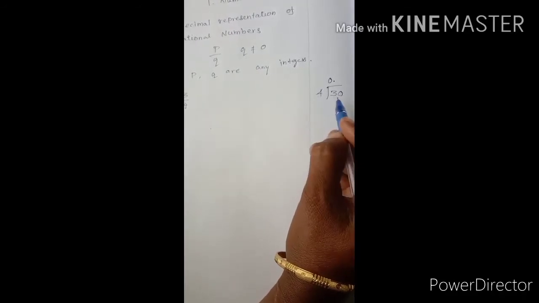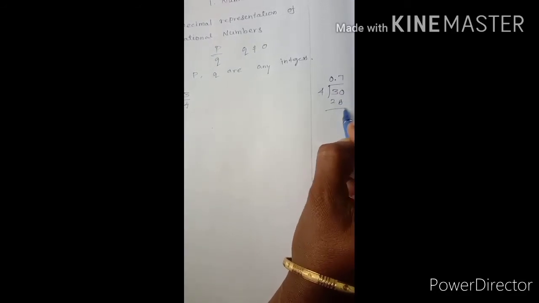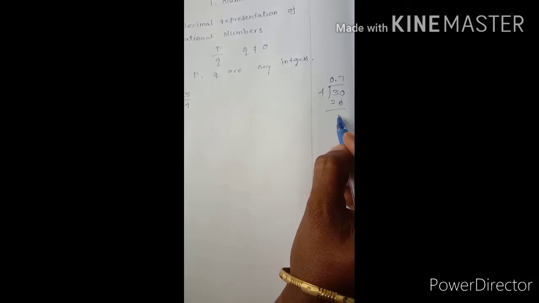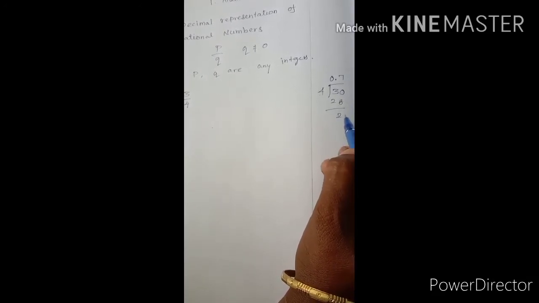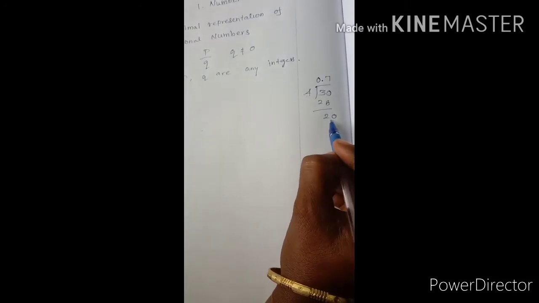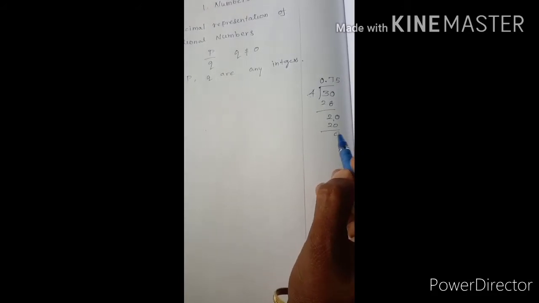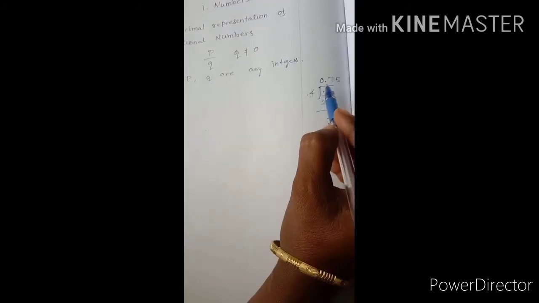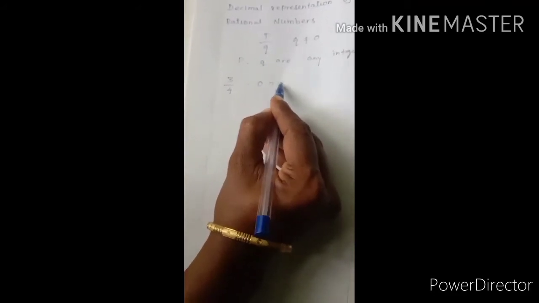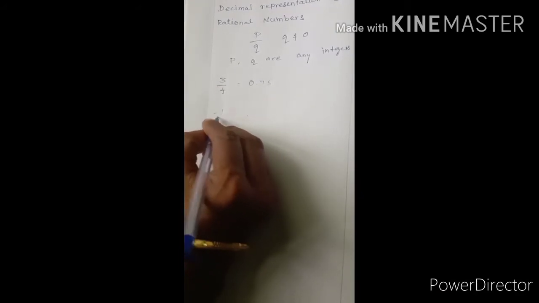How many 4s are there in 30 now? 7 4s are 28. Subtract 28 from 30 and we get 2. Now we add 0 once again and get 20. How many 4s are there in 20? 5 4s are 20. It's an ordinary division only. We get the value 0.75. Then for another rational number we take 1/2.